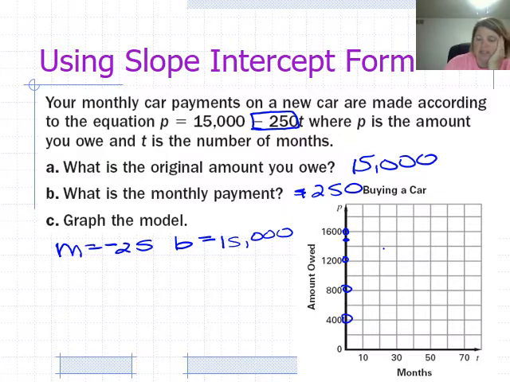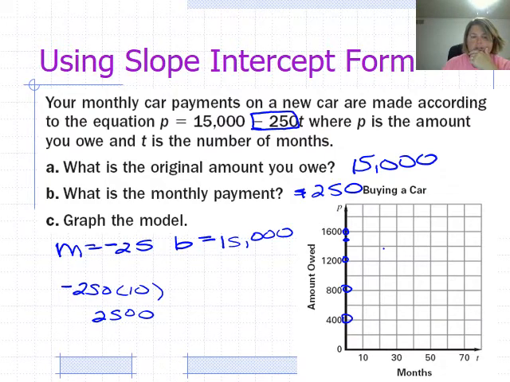So this is actually 10 months, right? So not just 1 month, this is 10 months. So if we have negative 250 times 10, how much money is that? So that would be 2,500 for every 10 months. Does that make sense? So I'm going to go down 2,500. So that this is 15,000. This would be 14,000. This would be 13,000. So I'm going to go down 2,500 more in 10 months' time. Okay. And then we're going to go down.